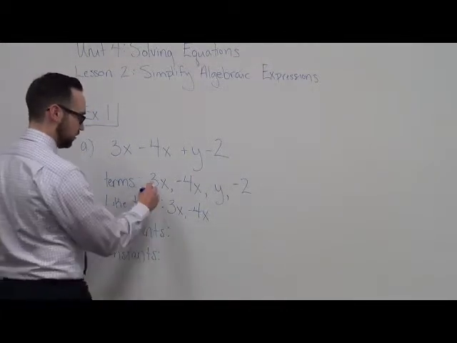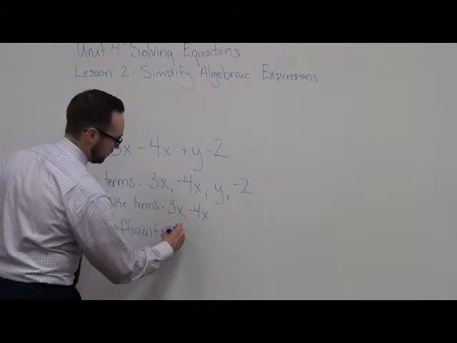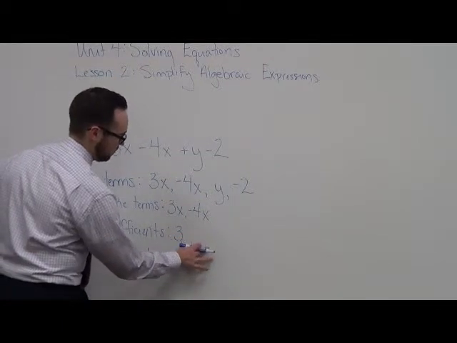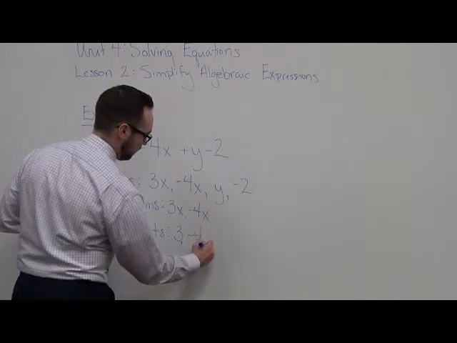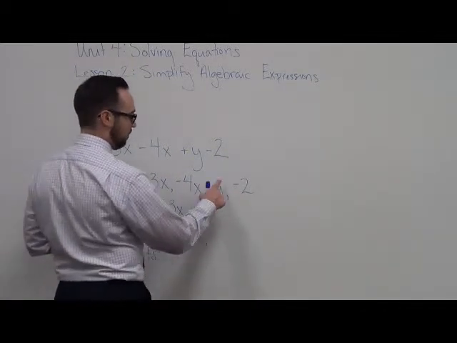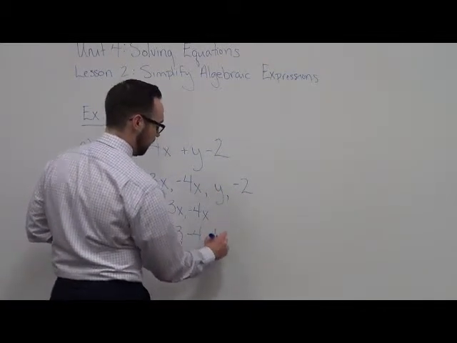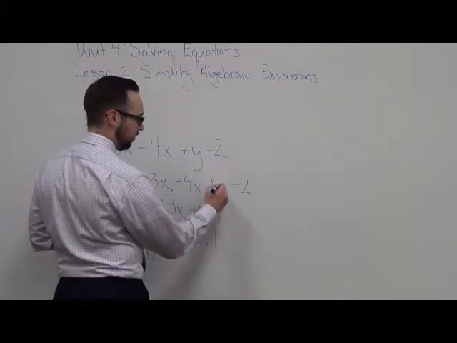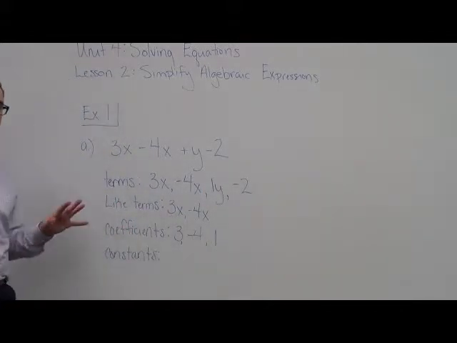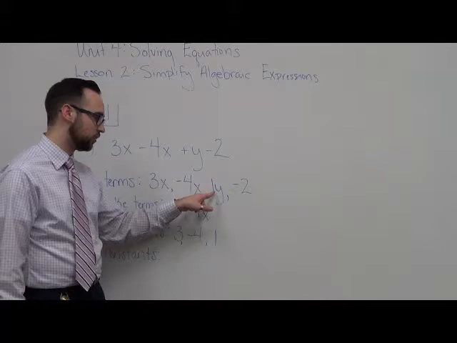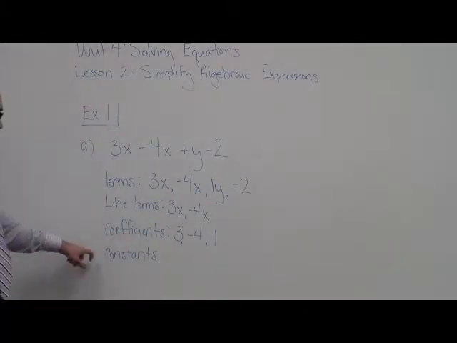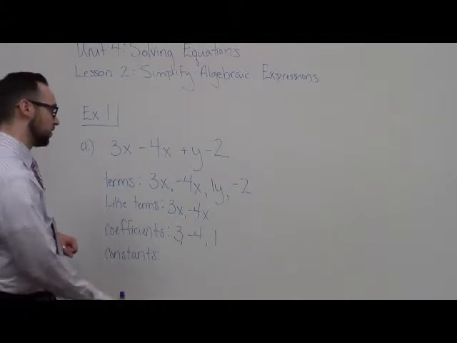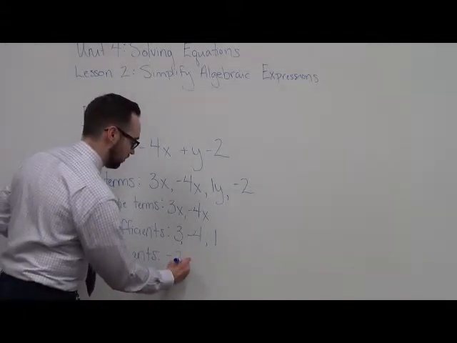Coefficients. So the coefficient of 3x is 3. Coefficient of negative 4x is negative 4. And the coefficient of y is 1. There's always an invisible 1 in front of every variable. So a variable is never just a variable. There's always a coefficient and the variable itself. And then the constant would just be negative 2.